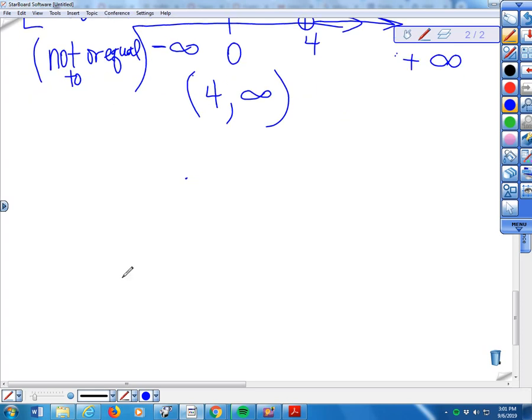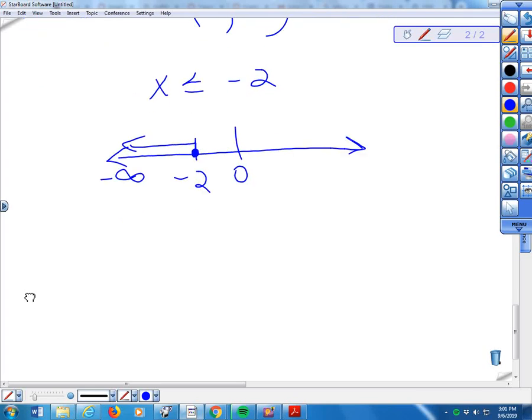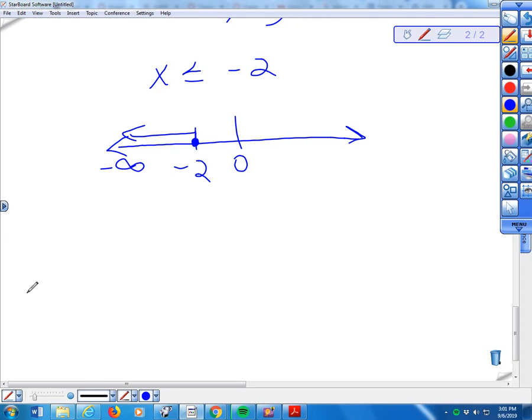And if I have, let's do x is less than or equal to negative 2. So here's 0. Negative 2 is going to be to the left. I'm going to do a closed circle, and it's going to go to the left, right? Negative infinity is this way. So I always write interval notation from left to right when I'm looking at the graph. From left to right, okay?